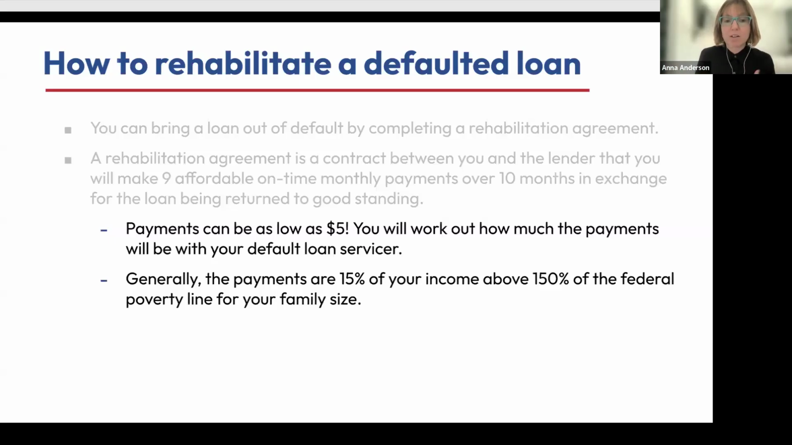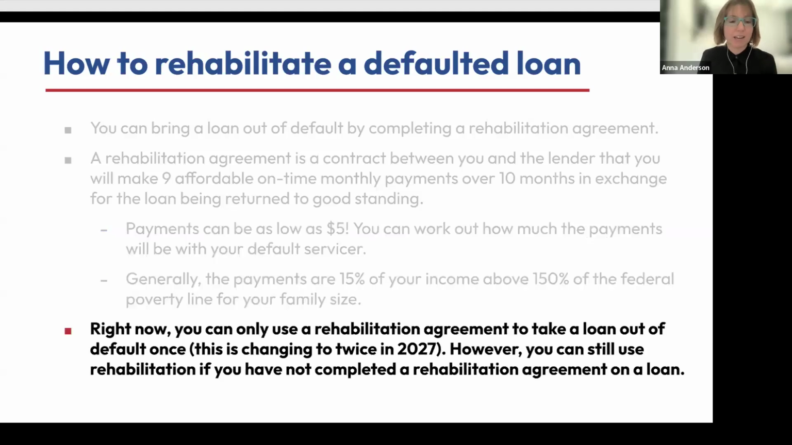Generally, the payments are 15% of your income above 150% of the poverty line for your family size. So there is a formal calculation. Your loan servicer will tell you what it is, but you will need to provide information about your situation in order to get an accurate number from them about what it is. Next slide. So right now, folks can actually only use the loan rehabilitation option once to get out of default.